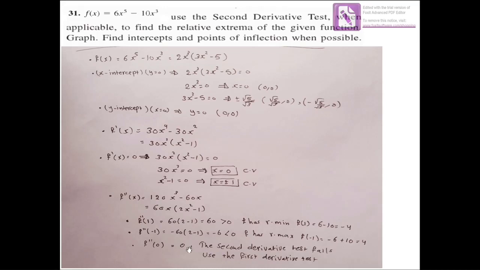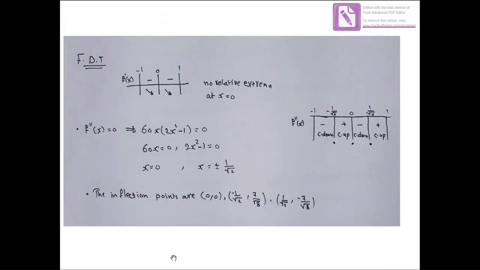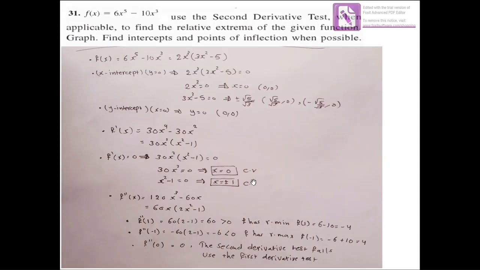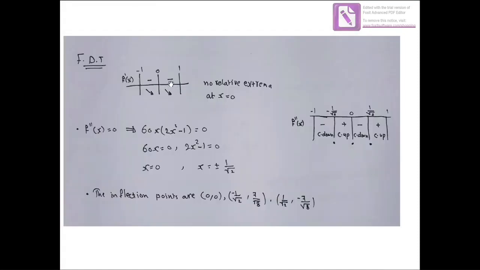Then we need to check when x is equal to 0. So f double prime of x at 0 will give us 0, because if you replace x here by 0, you will get 0. So the second derivative test fails, and we need to use the first derivative test to know the type of the relative extrema. To use the first derivative test, since we have three critical numbers, 0, 1, minus 1, we need to check at 0. So here we have minus 1, 0, then 0, 1. We need to check the sign of f prime of x.